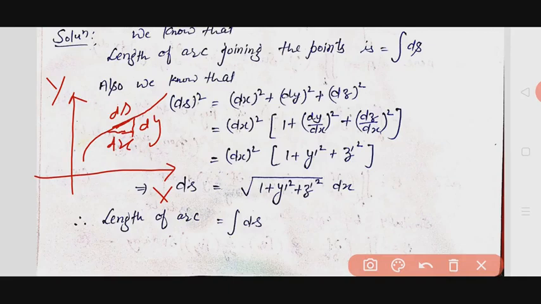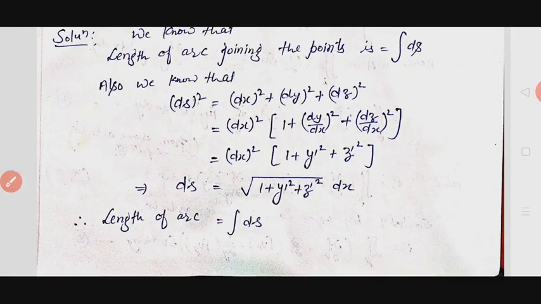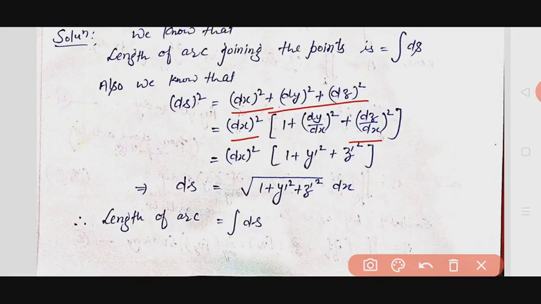Okay, similarly in 3D, ds square will be equal to dx square plus dy square plus dz square. Okay, so that will be actually ds square. So if we talk about, you will say dx square I take common throughout. Agar dx square common lete hain, it will be 1 plus dy by dx whole square plus dz by dx whole square. Okay, so it will be y dash, it will be z dash. So it will be dx square times 1 plus y dash square plus z dash square. Agar square root both sides karte hain, that will be ds equal to root of 1 plus y dash square plus z dash square into dx.